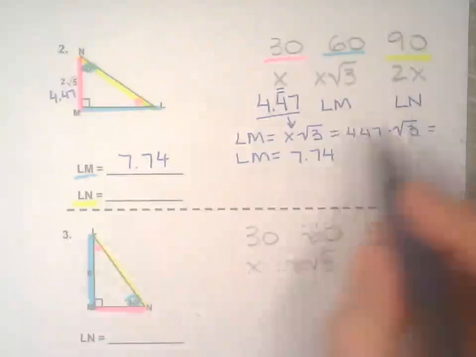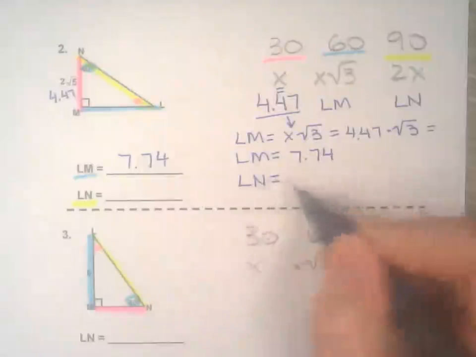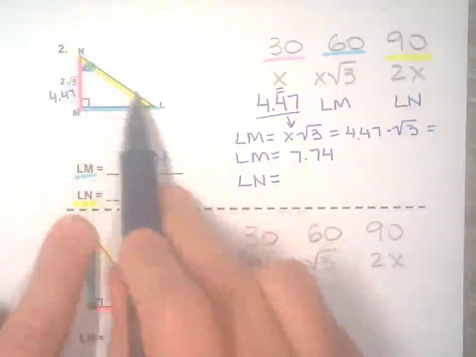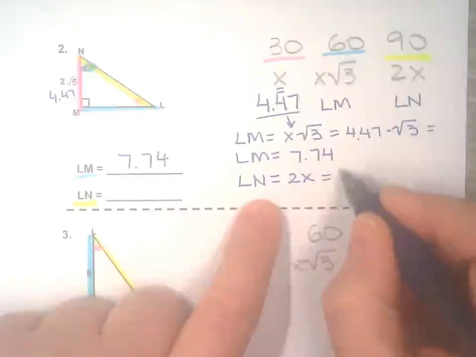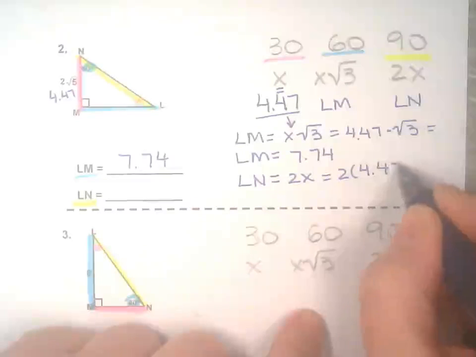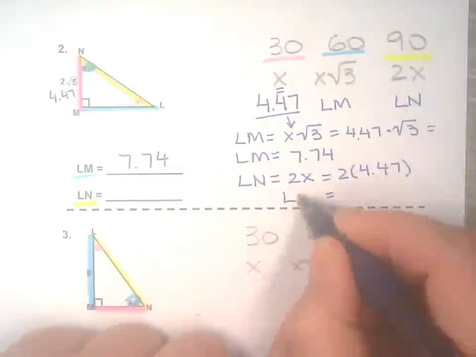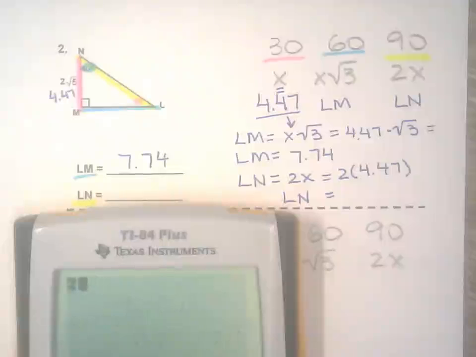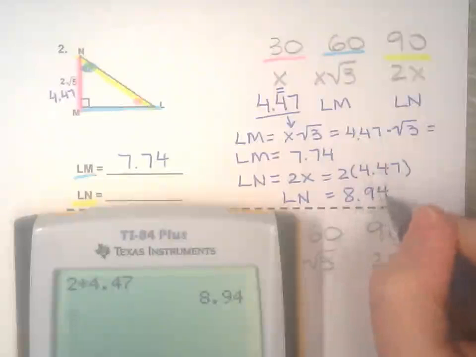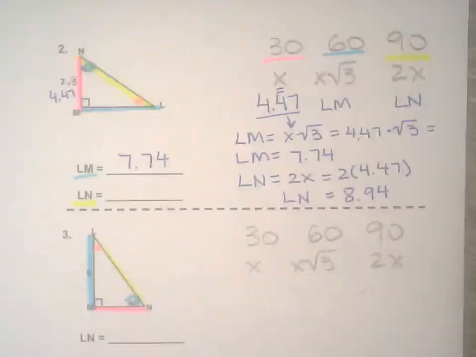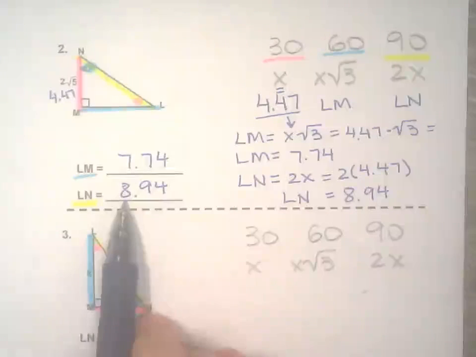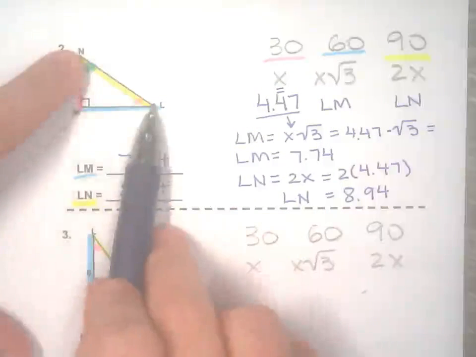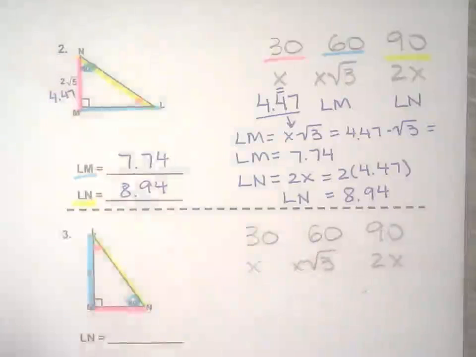Last part of it, we need to find LN. LN is the hypotenuse. That's that longest side right there. So the ratio is 2x. I know x is 447. Put that in the calculator. So 894. Ask yourself, is the hypotenuse longer than all the other sides?